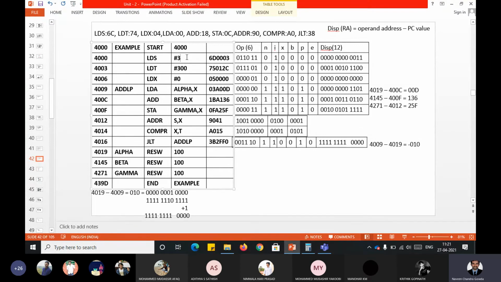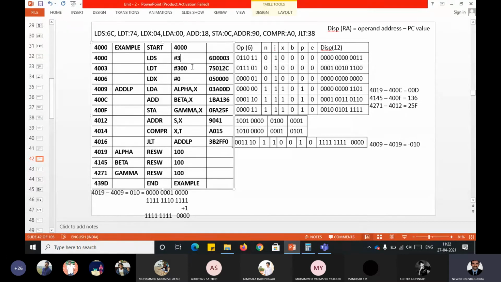Basically, what does address mean? Suppose this add_lp is what you are using here. That symbol has an address, meaning in the memory this add_lp is stored at the address 4009. I hope you know that generation of the symbol table we do after we assign the addresses. So every one of these symbols has an address. What is the address of this 3? What is the address of 300? What is the address of 0?